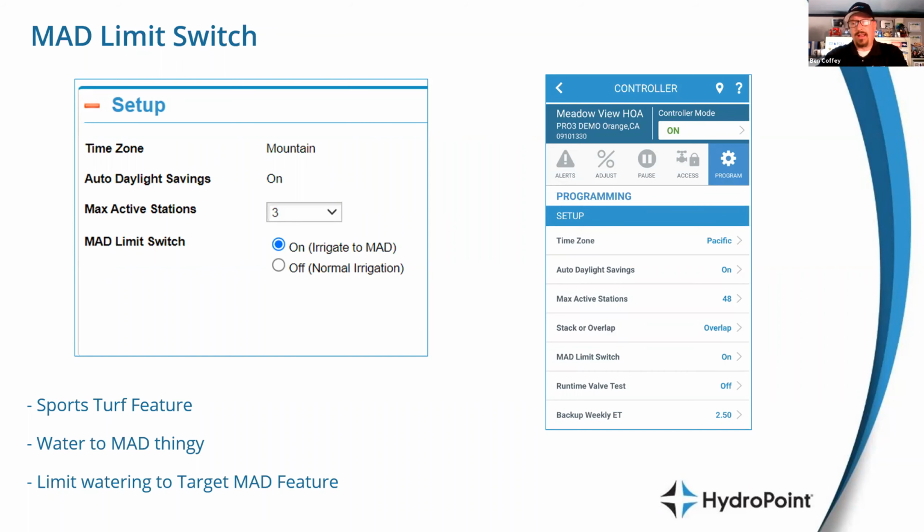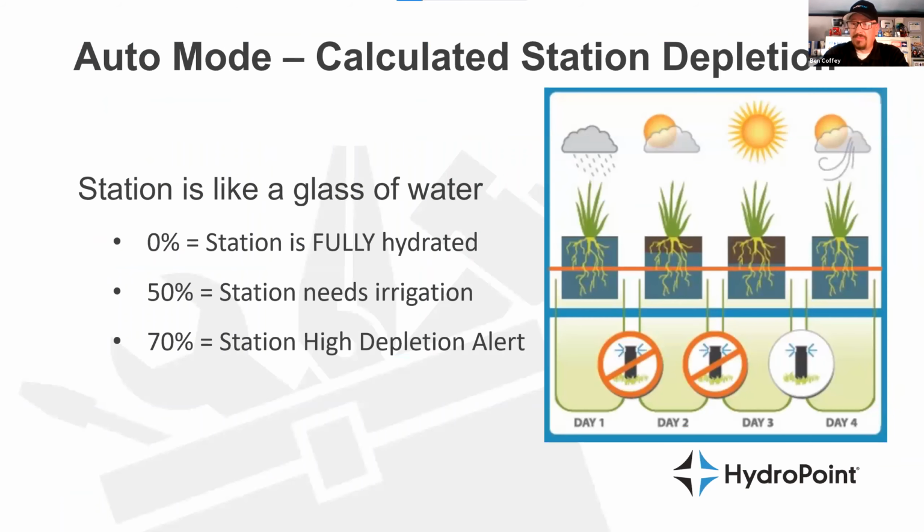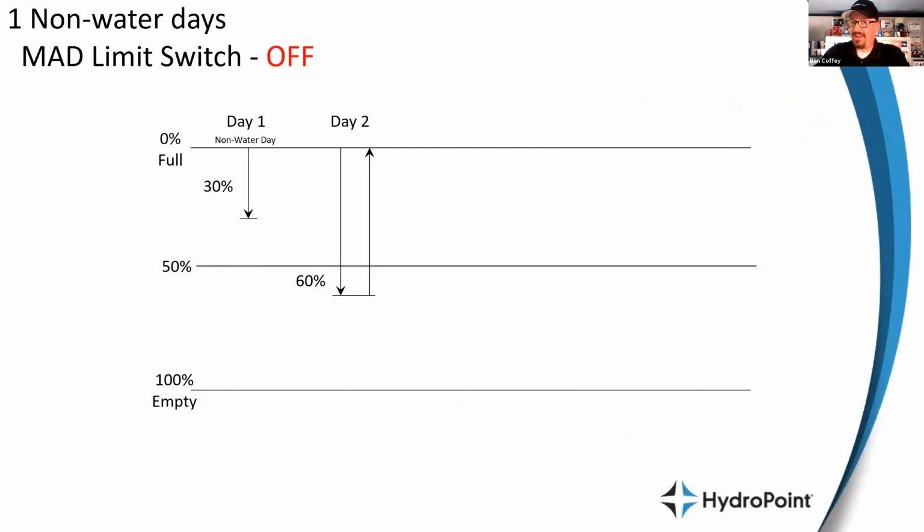So following the depletion model, we saw that sometimes the system delivered more water than a playable field would really like. It was exactly what the plant needed, but the use case was a little bit different. So let me set up kind of how that happened, all right?